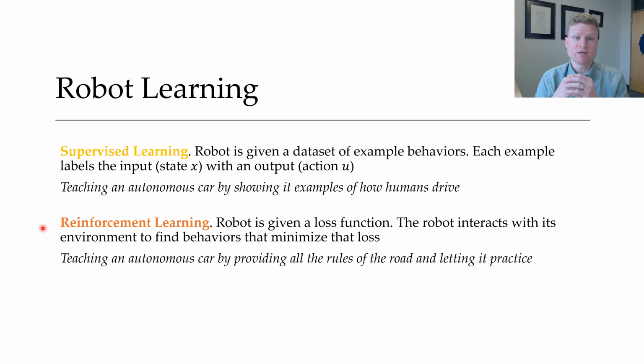Now, on the other end, reinforcement learning is learning from experience. The robot is given a loss function, and then it's going to interact with its environment, either in simulation or the real world, in order to find behaviors that minimize that loss. If we stick with the autonomous car, it could be that I tell the car, hey, here are all the rules of the road, you have to follow these rules, and here's something you should optimize for. Now try it out yourself. And in sim or reality, the robot might build up a control policy that does well at this driving task.